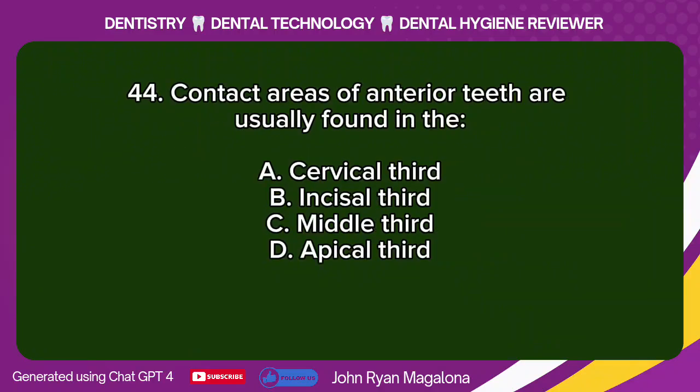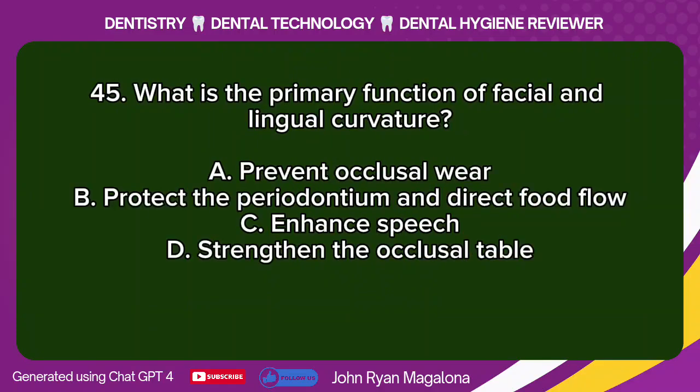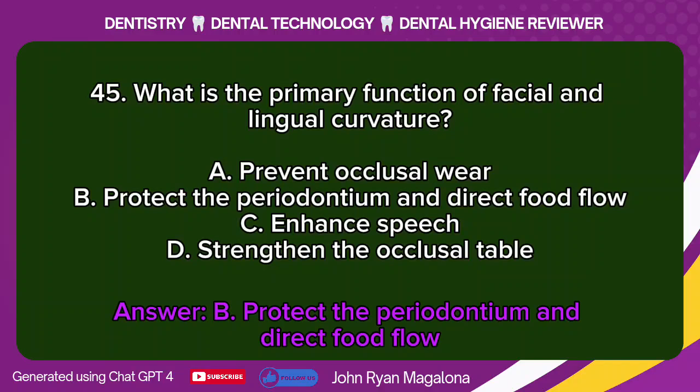44. Contact areas of anterior teeth are usually found in the: A. Cervical third, B. Incisal third, C. Middle third, D. Apical third. Answer: B. Incisal third. 45. What is the primary function of facial and lingual curvature? A. Prevent occlusal wear. B. Protect the periodontium and direct food flow. C. Enhance speech. D. Strengthen the occlusal table. Answer: B. Protect the periodontium and direct food flow.